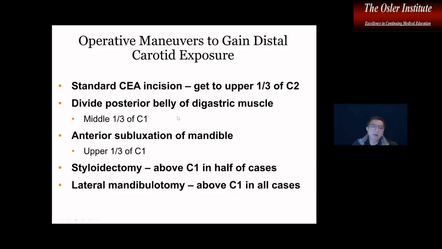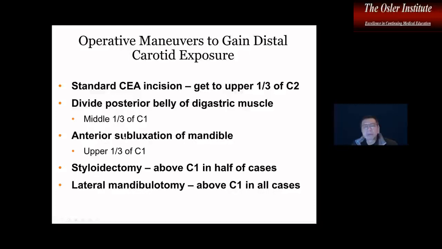The standard carotid incision, along the anterior border of the sternocleidomastoid muscle, will get you exposure to about the upper half or upper third of C2, the second cervical vertebra. If that's not enough, the next maneuver is to divide the posterior belly of the digastric muscle. By taking that muscle down, you will get about the upper third of C1, the first cervical vertebra. If that is still not enough, then in an elective setting, one can consider anterior subluxation of the mandible.